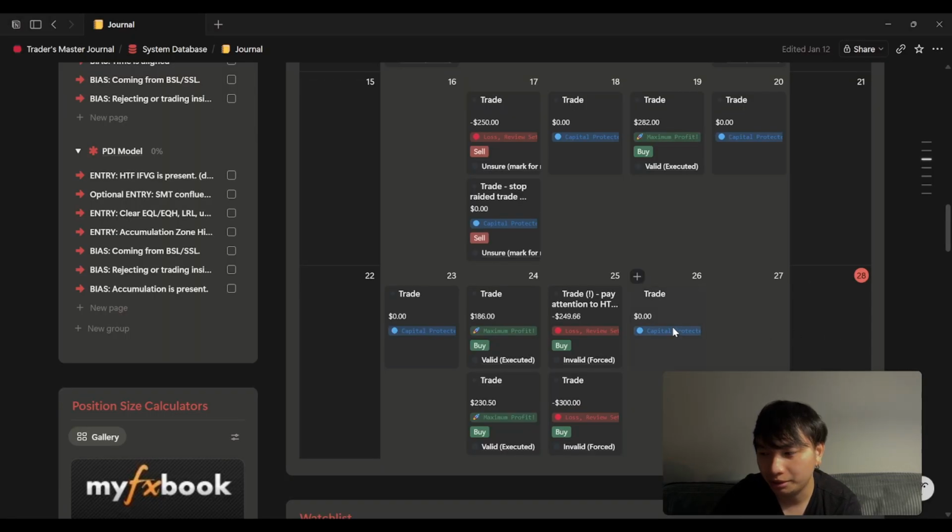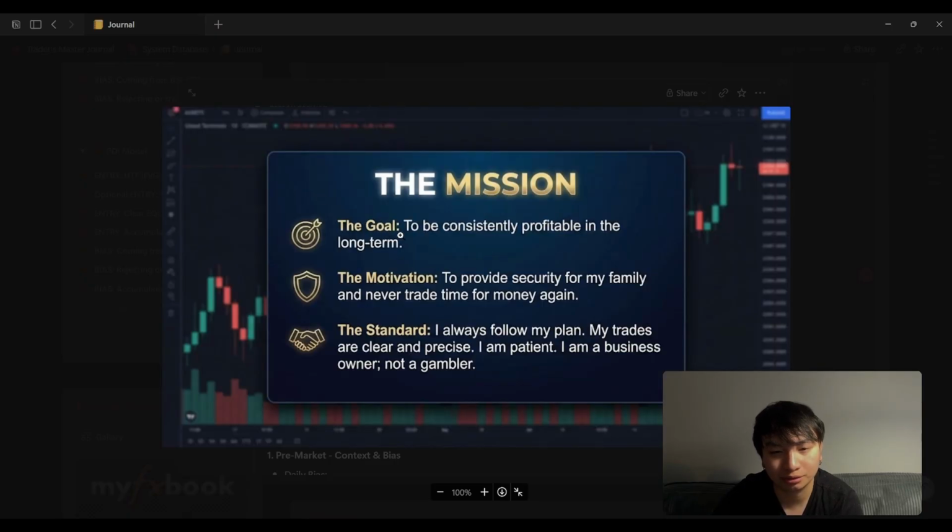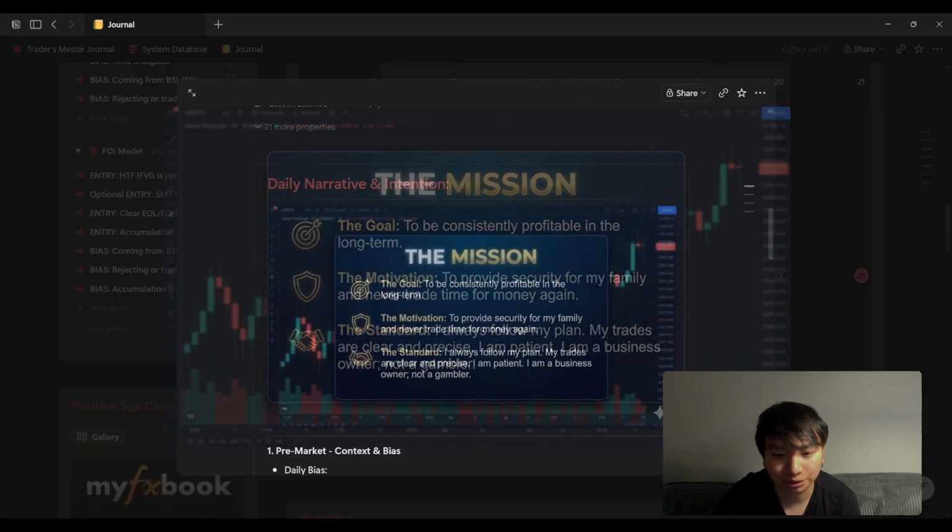I'll say this again: with each and every passing day, I want to get 1% better. This is the mission I always have for myself, to remind me that this is a long-term goal. I'm doing this for my family and for my freedom with time. I always want to have time to myself, to never trade time for money. Exactly what that says. And just holding myself accountable: I'm a business owner and not a gambler, and trading is my business. That's just the way it is.